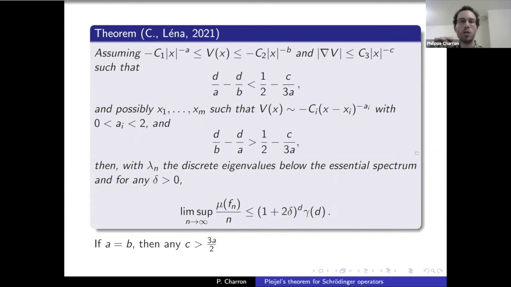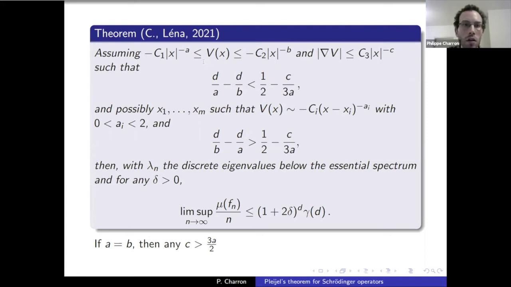Great. So instead of looking at a radial potential, we allow any potential. And also we sandwich it between two orders of x, so x to the minus a, x to the minus b. And again, the gradient is bounded by x to the minus. Now, we assume again this nice, weird looking condition.